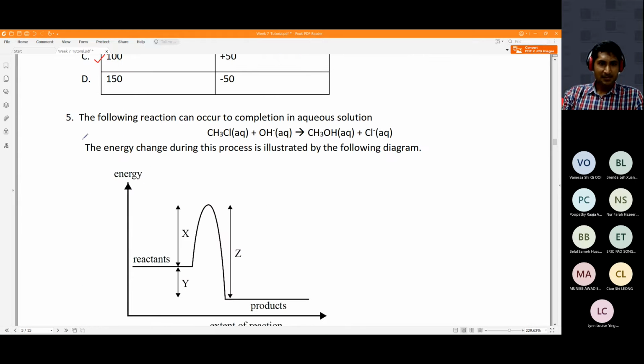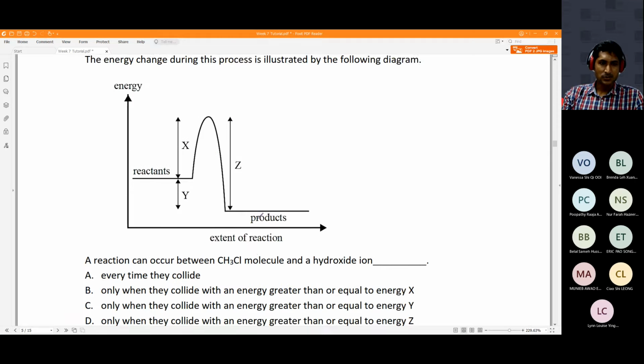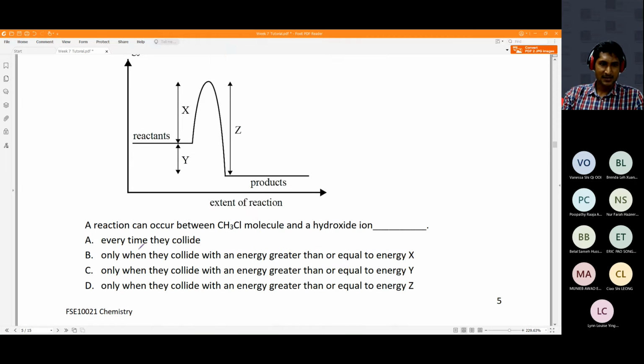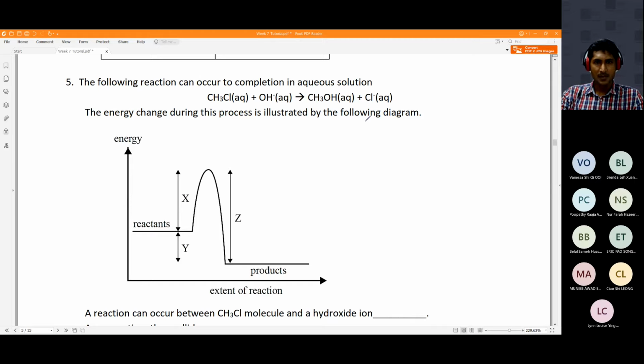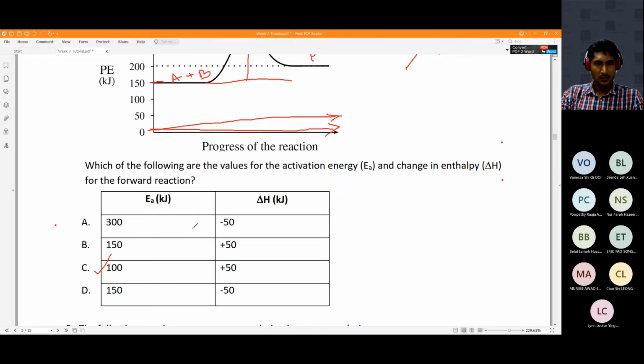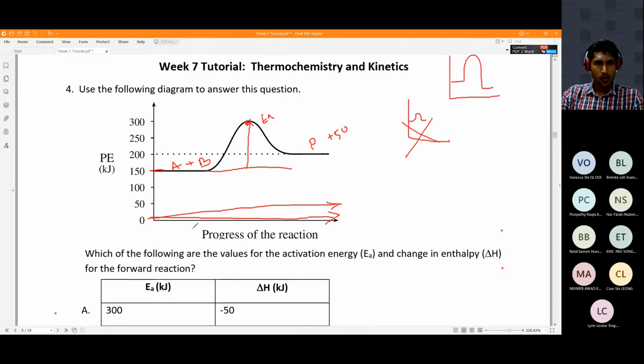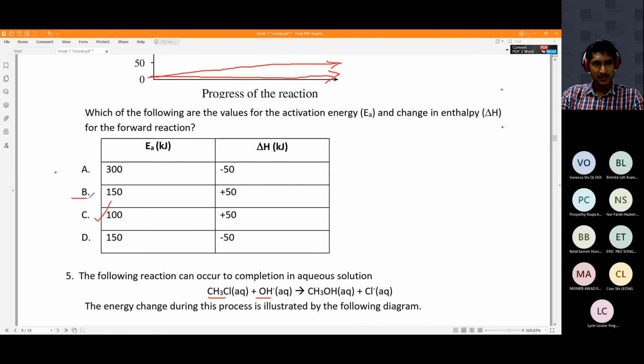Question number 5, once again the same thing, but this is what is X, what is Z, what is Y. It says that the reaction can occur between a methyl chloride molecule and a hydroxide ion. What is true for them? So methyl chloride is reacting with hydroxide. My question now, it is B. Bilal, what do you say, B? Is it? You're saying?